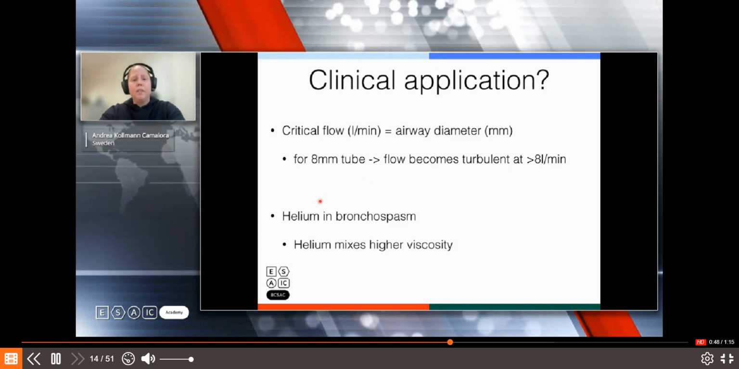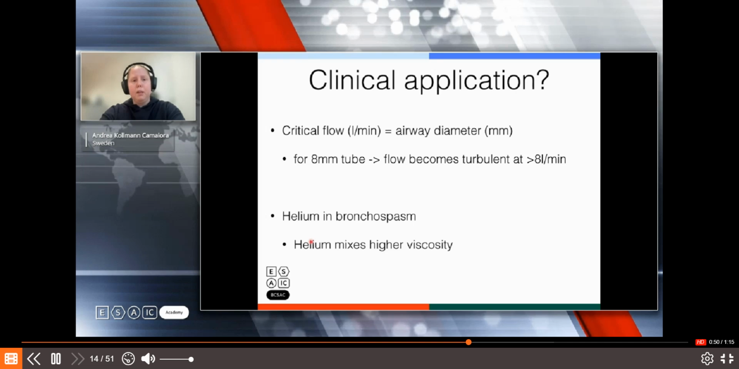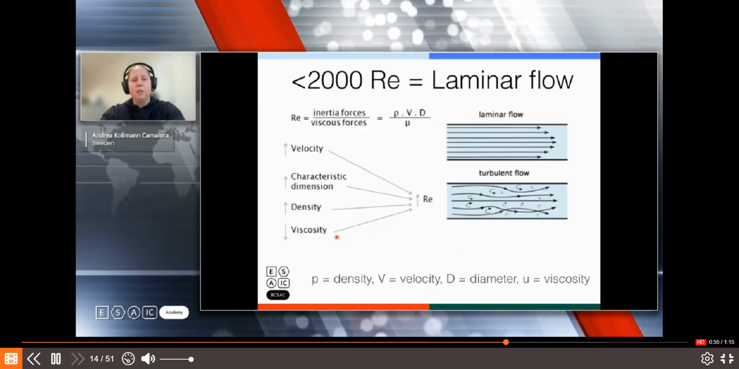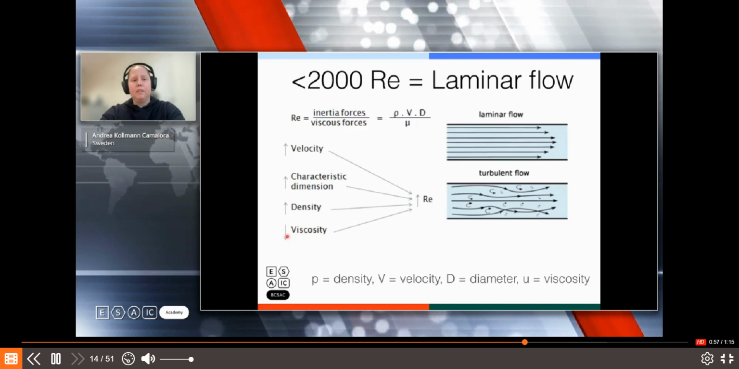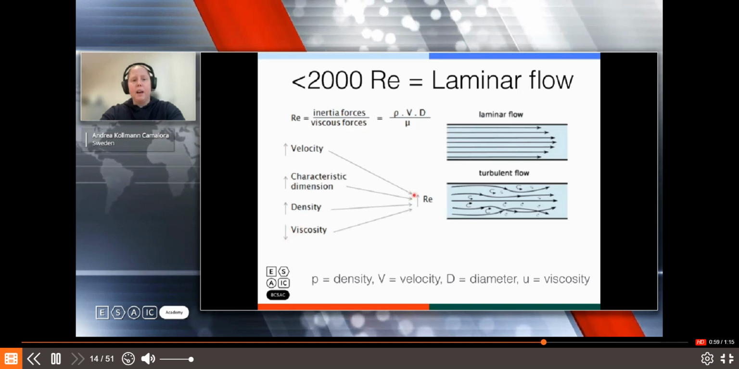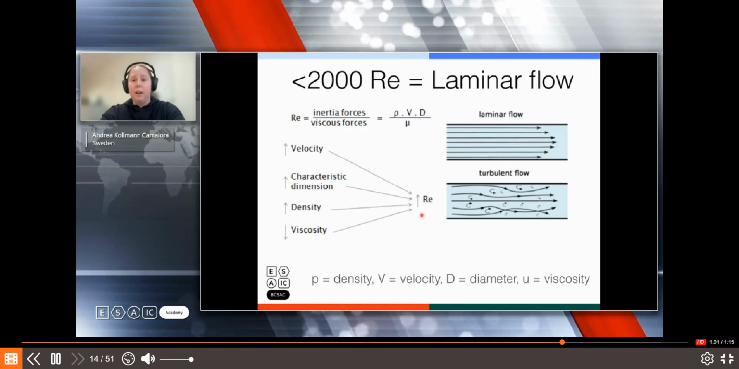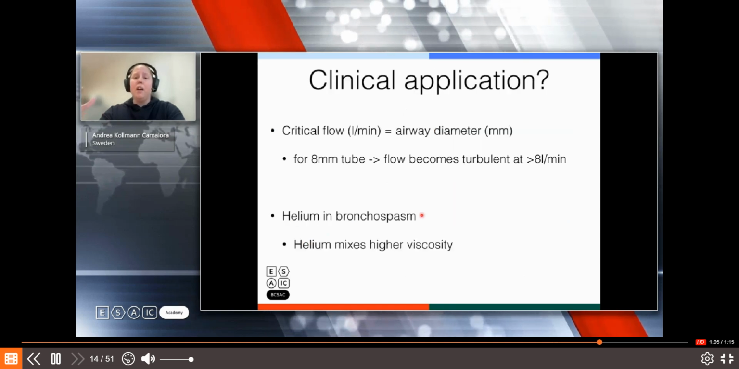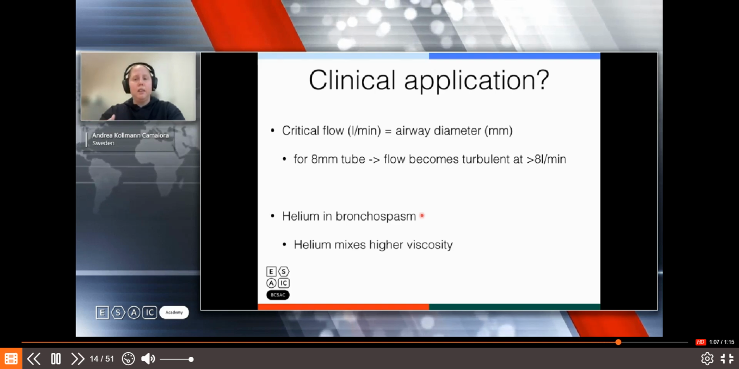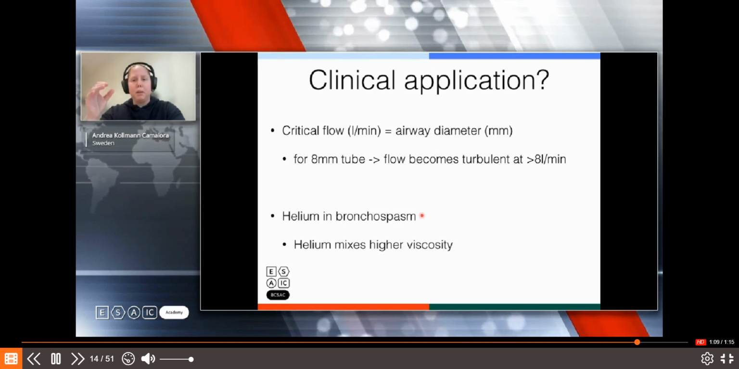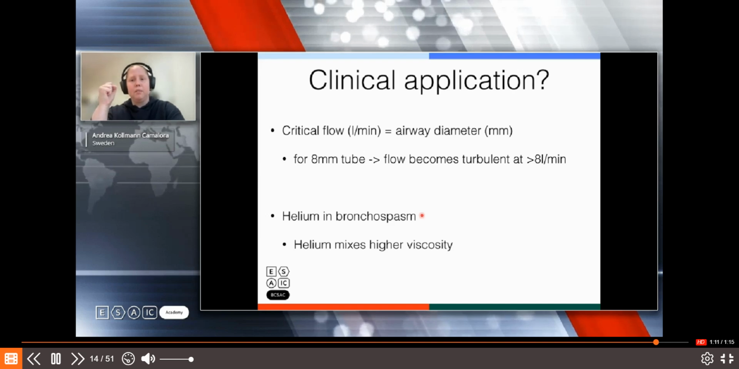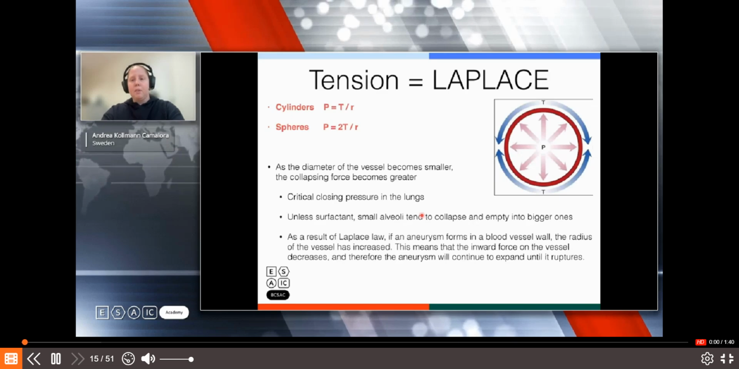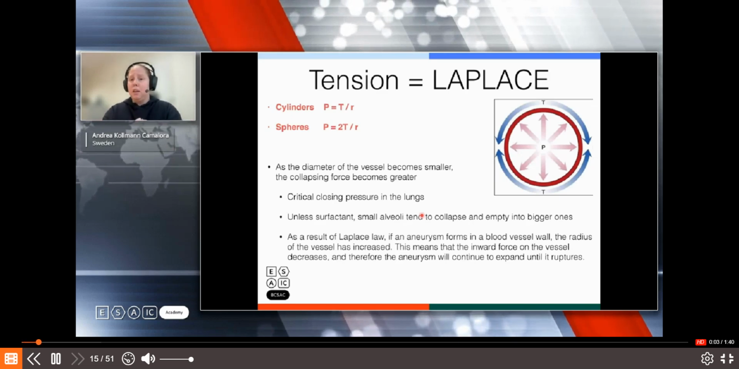And then you have helium, because helium mixes are higher in viscosity. So if I increase the viscosity, I lower the Reynolds number, and if I lower the Reynolds number, I'm making my flow more laminar. And that's extremely good in patients that have a bronchospasm, in which the airways are severely decreased in size.